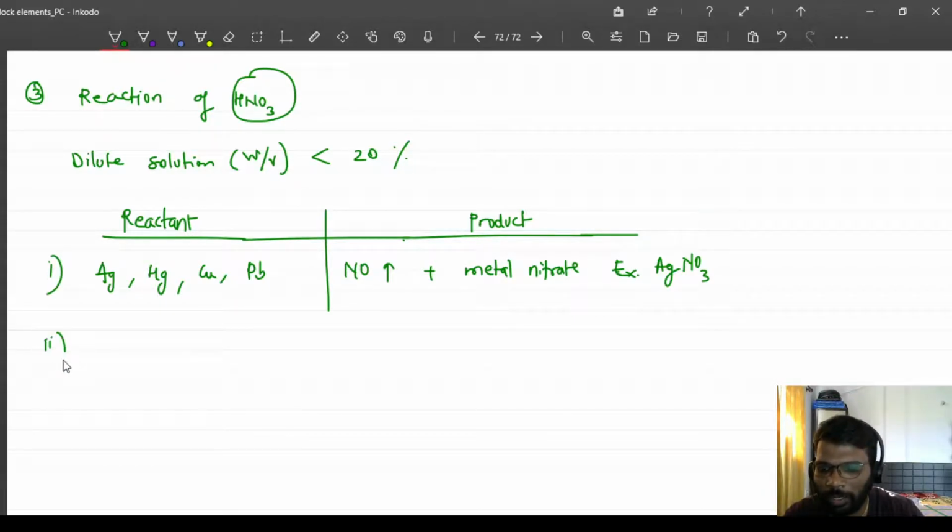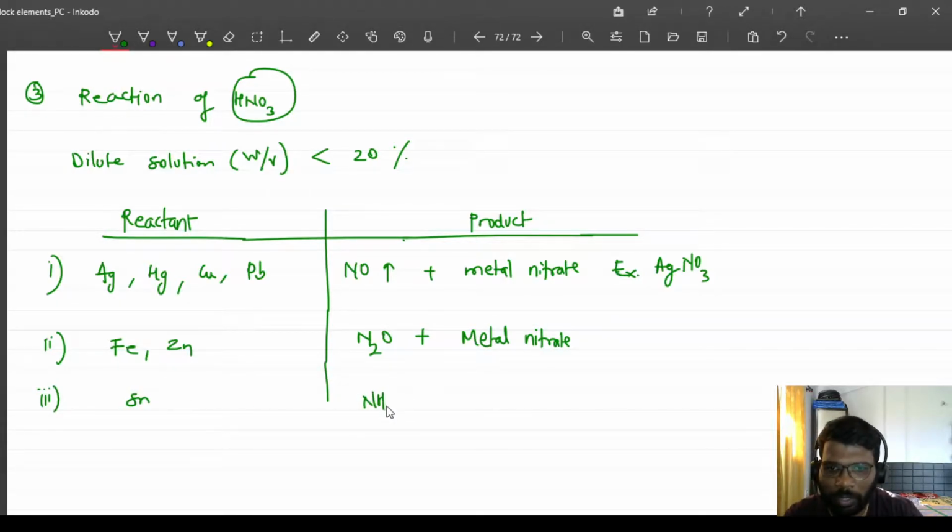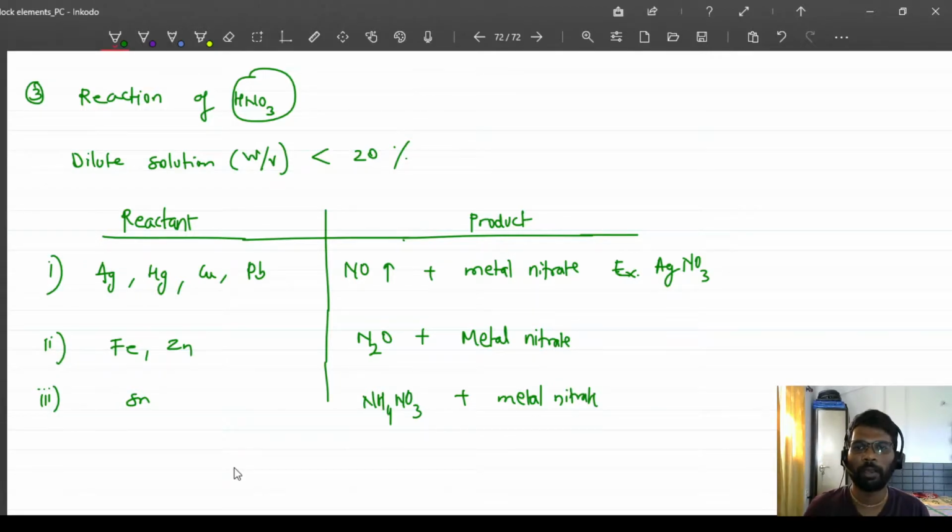If the other reactants are, let's say, iron or zinc, what will be released is N2O gas, plus metal nitrate. Again, here you are going to get a metal nitrate. And if it is the Sn element you are taking, then it is ammonium nitrate plus metal nitrate. If you remember this small table, your three reactions are done. So here I end with the reactions of HNO3 with this type of metals.